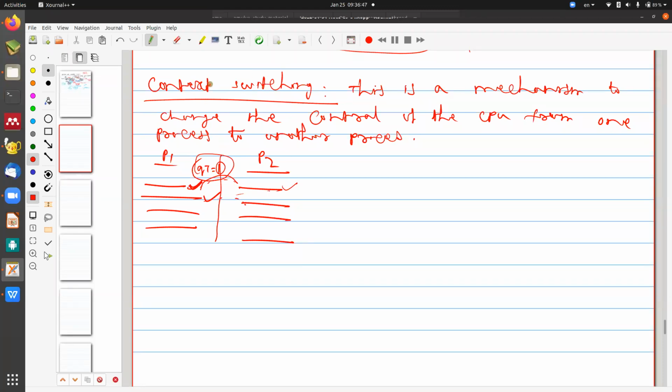It means switching the context. What is the context here? The context is basically your CPU state. What is the CPU state? Anybody? What is the CPU state? Others, not the same person.